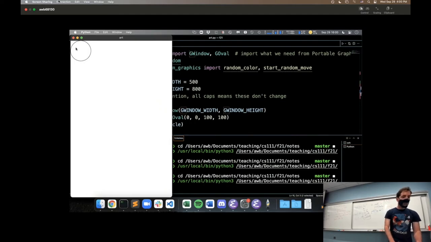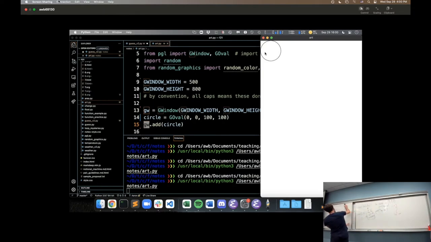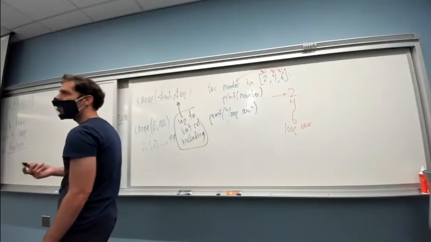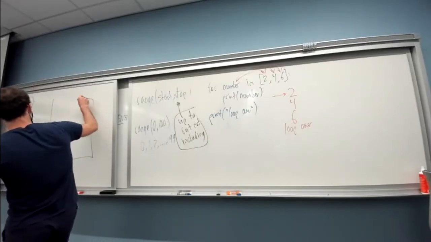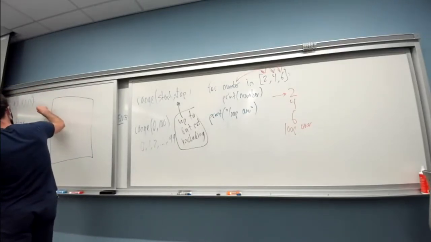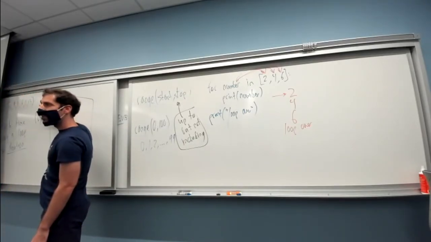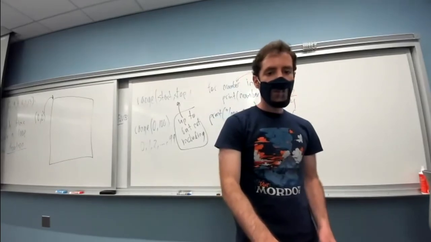Now I see my lovely empty circle sitting up in the upper left. And this is an important thing to keep in mind when we're working with this portable graphics library, that in our canvas, the position 0, 0 is in the upper left. So that's why this circle, which I said put it at 0, 0, showed up in the upper left.